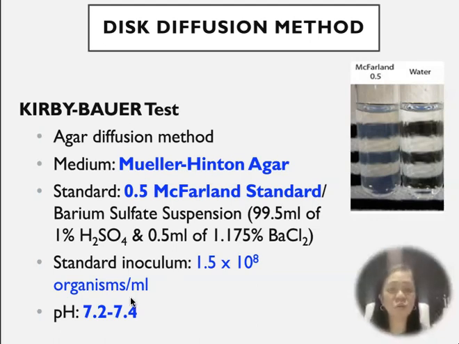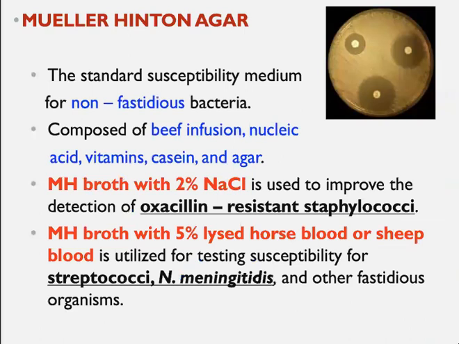So the pH is also very important. You have the medium, you have the standard, you have the inoculum size, and of course the pH. The pH is ideally around 7.2 to 7.4. The usual culture medium is Mueller-Hinton agar, which is really good for most organisms. These are the components: beef infusion, nucleic acid, vitamins, casein, and agar, etc. You can use it plain as it is.